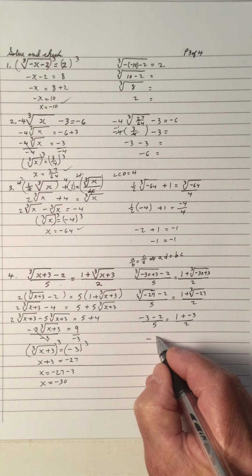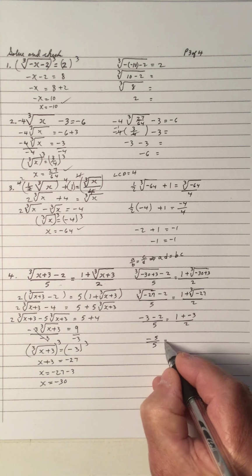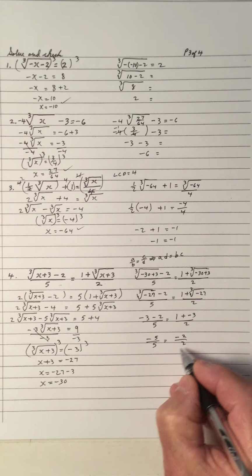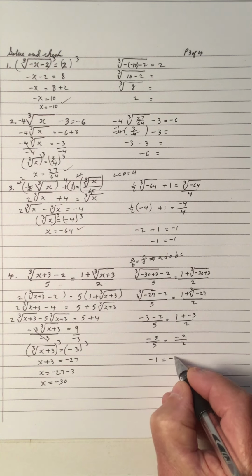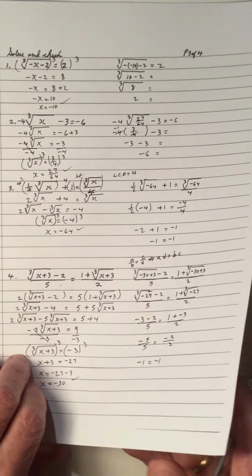Negative 2, negative 3, subtract 2 is negative 5 over 5. 1 subtract 3 is negative 2 over 2. Negative 1 equals negative 1. Negative 30 is the correct answer. Okay.